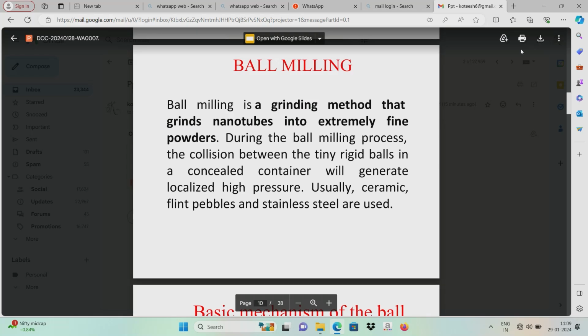Now coming to ball milling, it is nothing but a grinding method that grinds the material extremely into powdered form. Usually we take ceramic, and stainless steel is also used. During the ball milling process, collisions between the tiny rigid balls in the sealed container are generated with high pressure. With the help of this pressure, it can be easily milled, like a machine grinding our rice powder and wheat powder. The same process takes place here in ball milling.